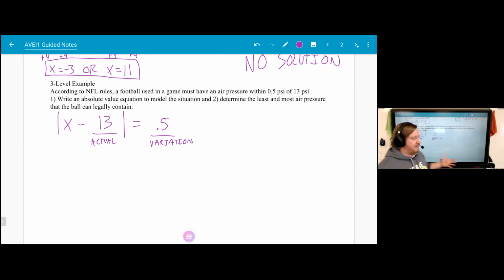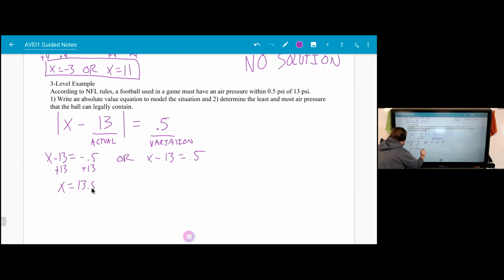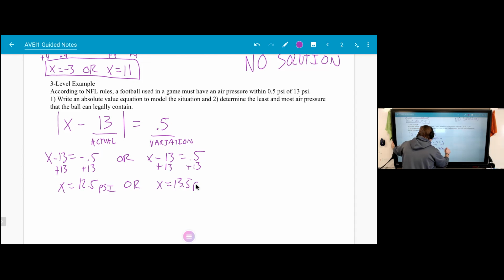Now I need to solve it. So in this case, I would have x minus 13 equals negative half, or x minus 13 equals positive half. If I add 13 to both sides here, I have x equals 12.5 PSI, like I said, because you'd be subtracting, or add 13, x equals 13.5 PSI. Tom Brady.